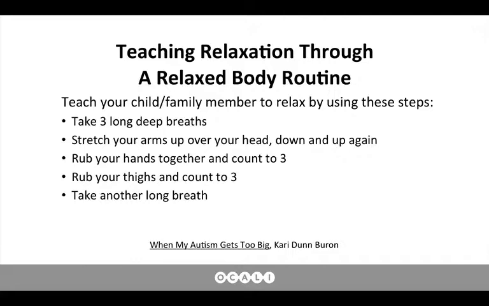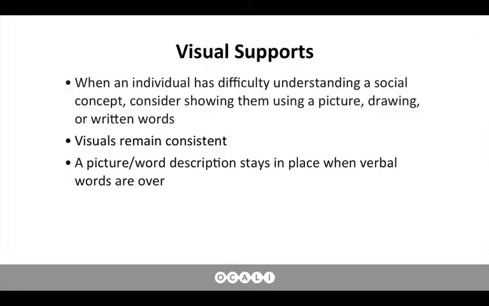You might also want to use visuals to support this strategy. This was outlined in the book, When My Autism Gets Too Big, by Carrie Dunn Buron. As we've mentioned before, visual supports can help prepare individuals for social situations, but they can also help an individual understand a social situation and help reduce anxiety. These remain consistent and stay in place when verbal words are over.